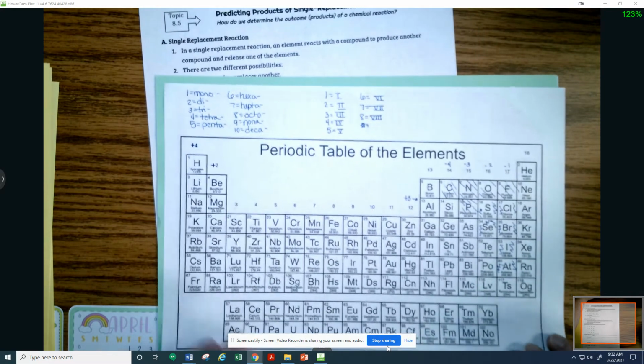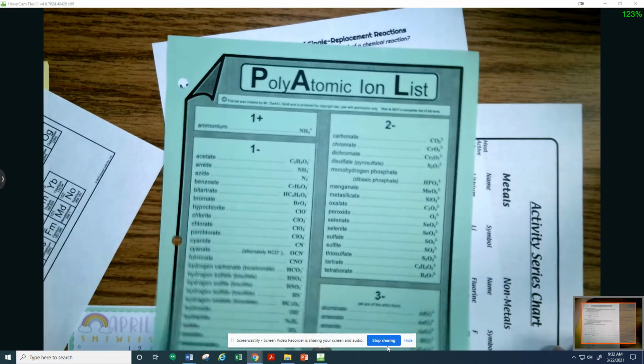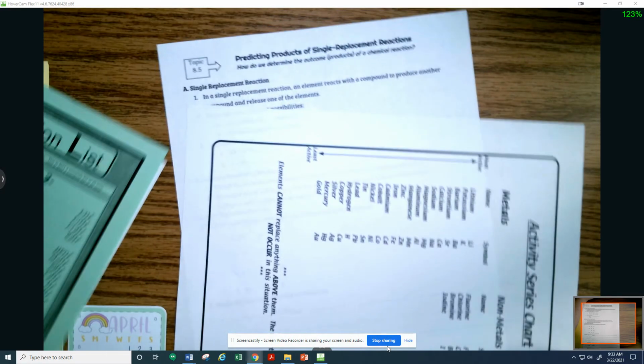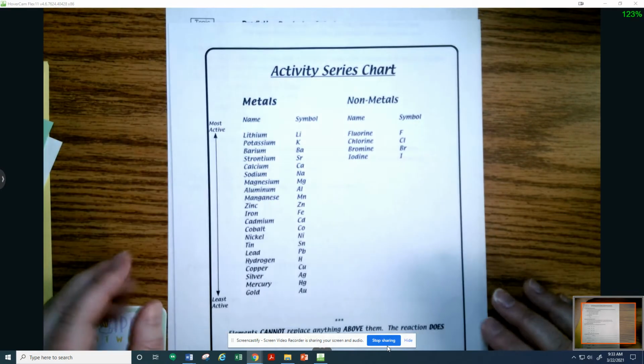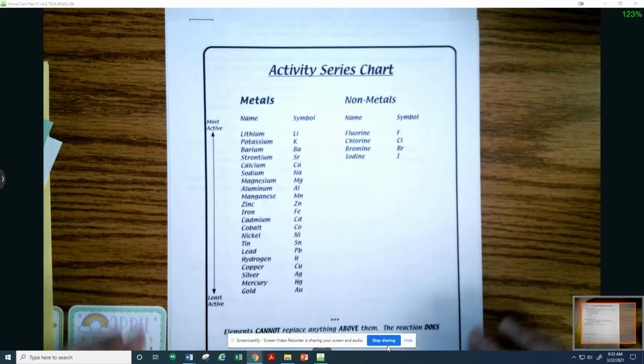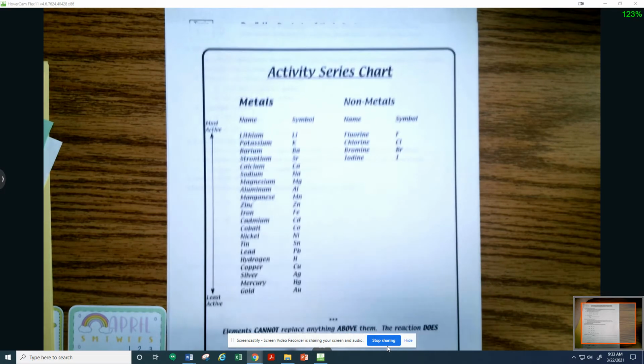Please have your periodic table with charges, and track down your polyatomic list. That's going to be useful. And then if you have the ability to print, this is the new resource table for this lesson, or this unit so far, which is called an activity series table, or in this case, they call it a chart.